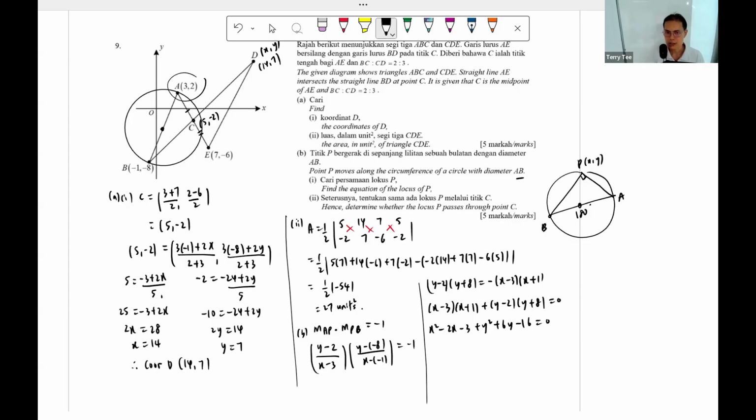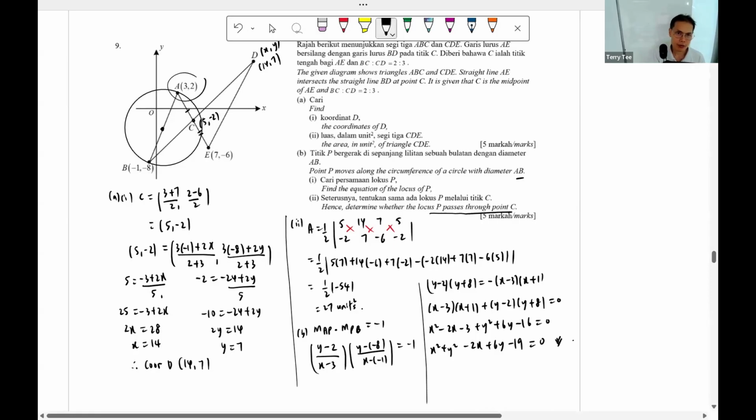Okay, can we put it together? x squared plus y squared, minus 2x, plus 6y, minus 3 minus 16 is minus 19. There you go, that's your equation of locus. Now we don't know whether this locus of P will pass through C. On my diagram, it doesn't look like it passes through C, but we cannot use a diagram. You must show by calculation.